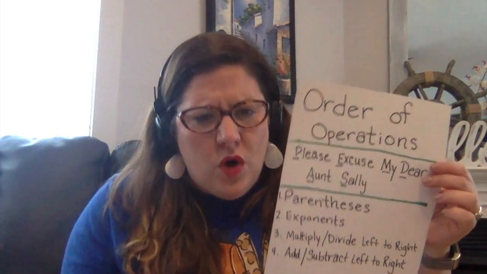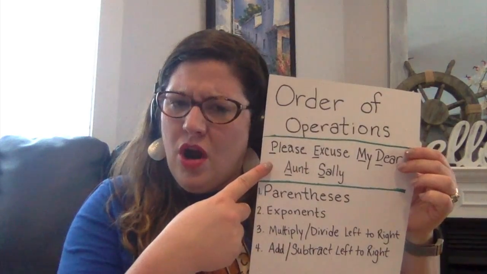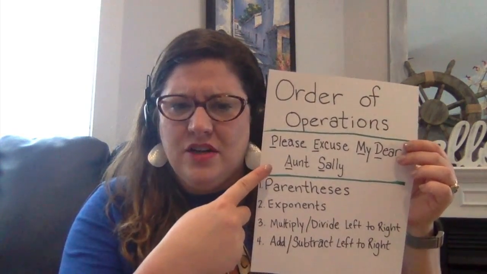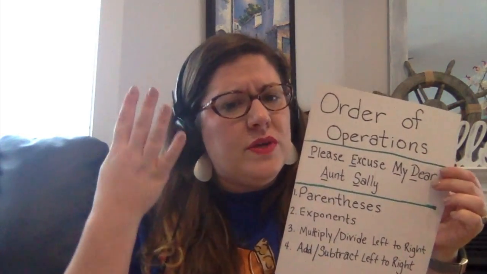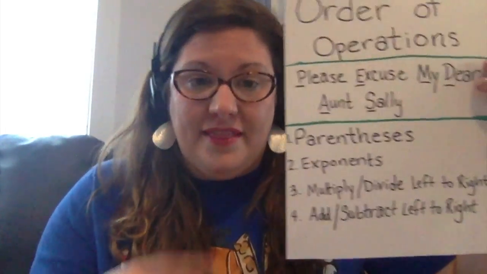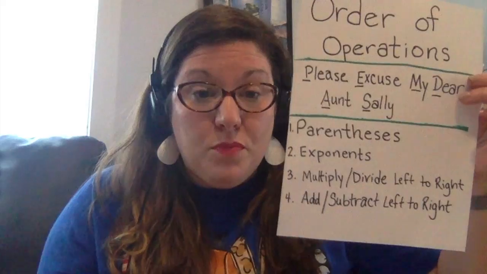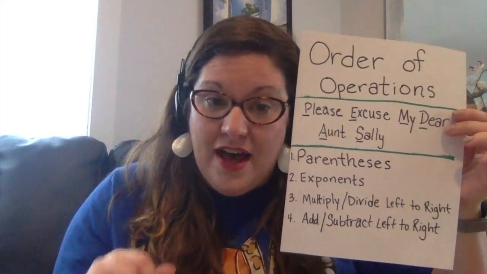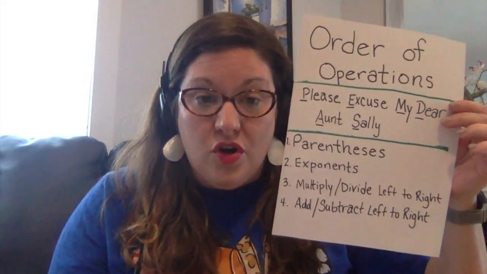Now, there are 6 words in our acrostic. Please excuse my dear Aunt Sally. However, there's really just 4 steps in the order of operations. So let's talk about that. The first step is parentheses. That means we're going to simplify what is in parentheses first.